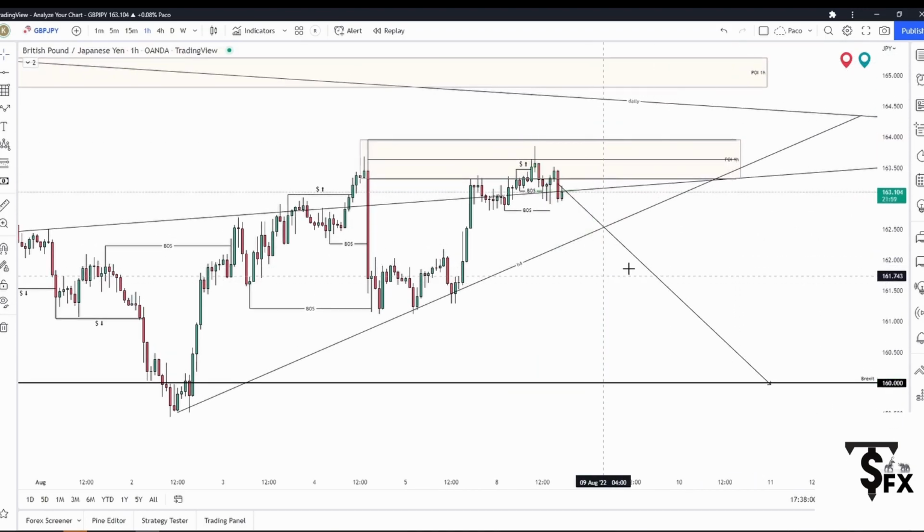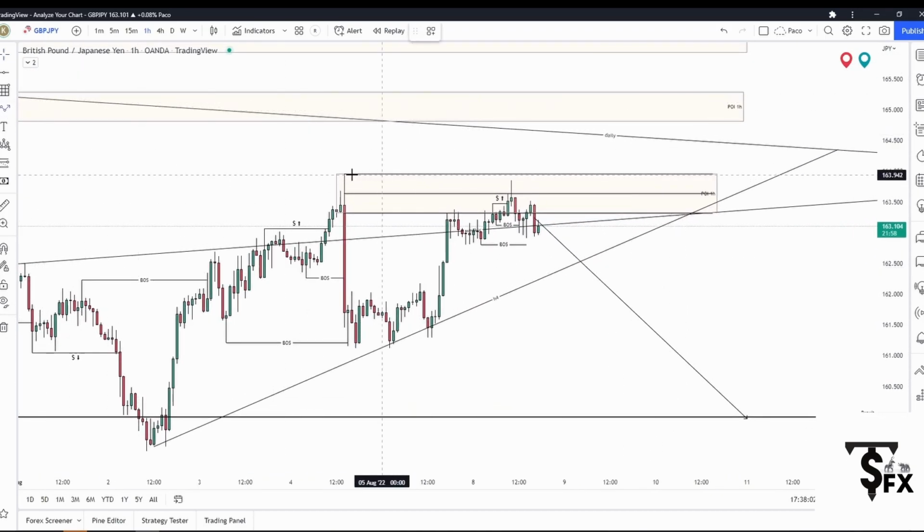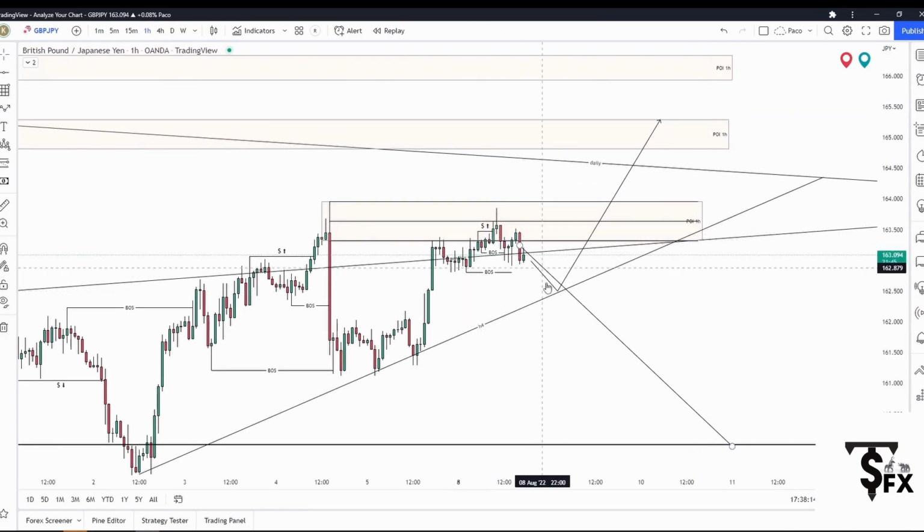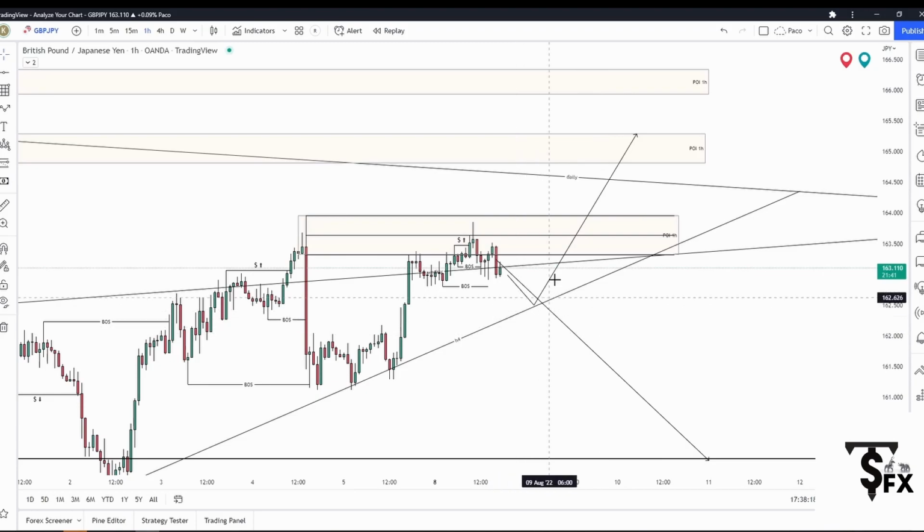What can happen if the price breaks this high over here? First, to make a third point on this 4-hour trend line and to go up, something like this. Here, with a candlestick formation, we can expect a new bullish movement.